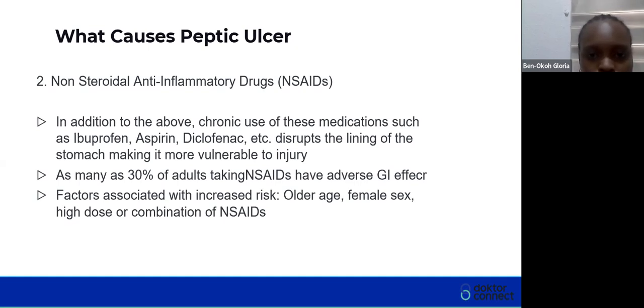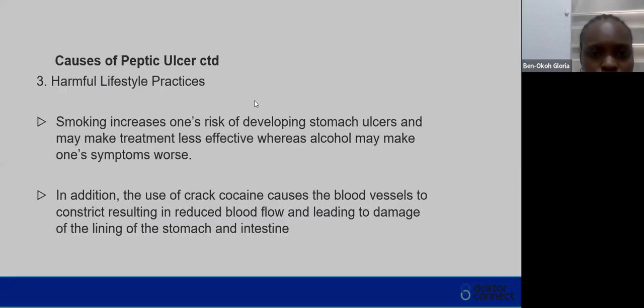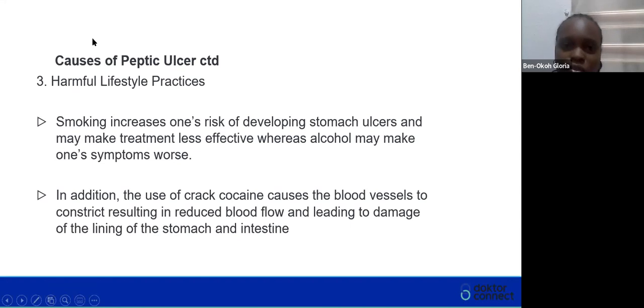Moving on to the third cause of peptic ulcer: harmful lifestyle practices. In most of my presentations, I always talk about harmful lifestyle practices, in particular smoking cigarettes. Smoking increases one's risk of developing these ulcers because it makes treatment less effective. It's not a direct relationship. It's just that once an individual has a peptic ulcer and is also a smoker, the treatment is not as effective as in non-smokers. For alcohol users, it can make their symptoms worse. This too is not a parallel cause. It's just one of the things that can make treatment less effective and symptoms worse.